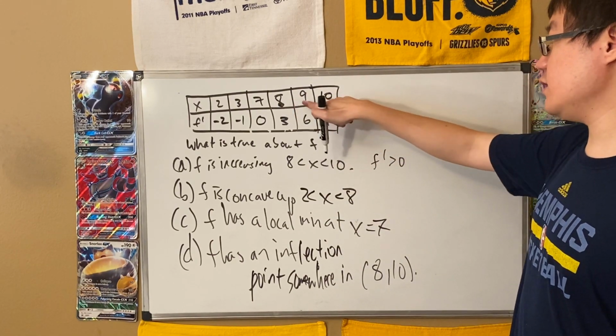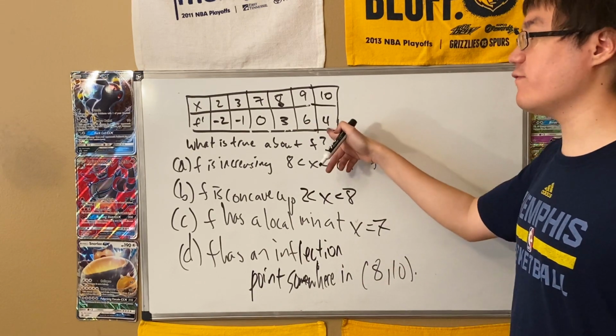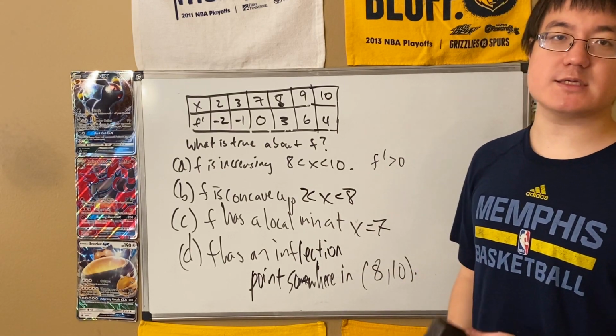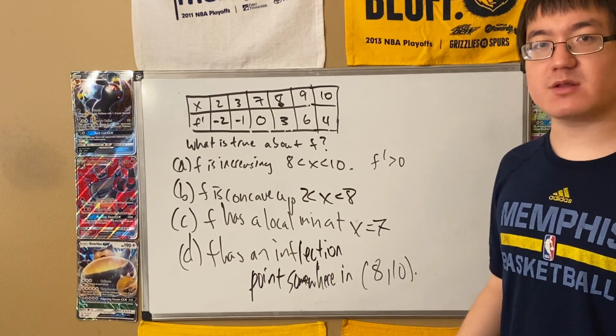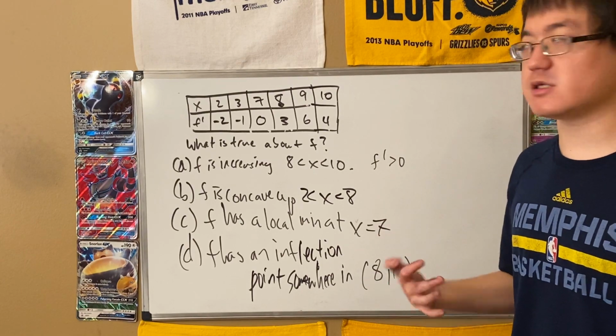Well, on this interval 8, 9, and 10, it looks like it's positive: 3, 6, and 4. Those are all positive numbers. So it looks like we're done here. Answer choice A is the answer. But unfortunately, we don't know f prime values in between. It's a really tricky standardized test question where they're really trying to trick you, and trickers get tricked.